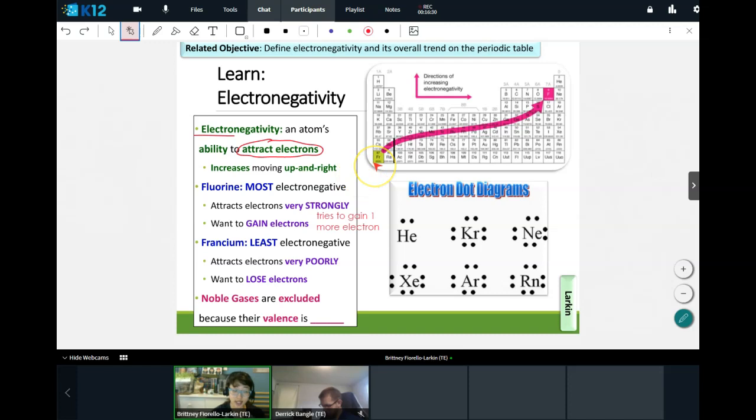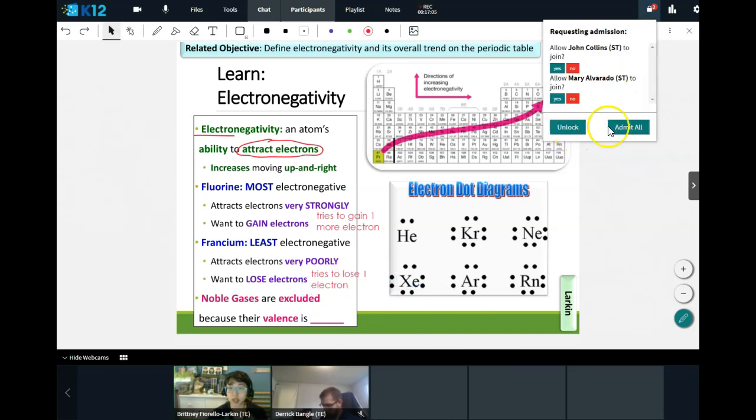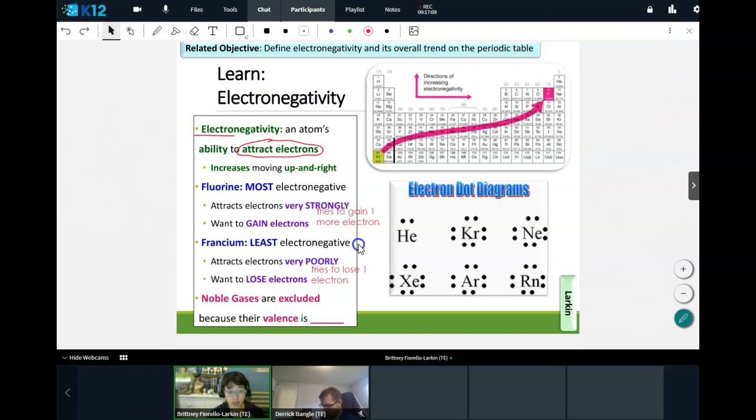Francium, on the other side, is the least electronegative. It attracts electrons very poorly. This does not change the fact that francium is still very reactive, just like we talked about yesterday. Even though it has the least electronegativity, it is still very aggressive and very reactive. It's just going to do it in the opposite way. It does not want electrons, and therefore it aggressively tries to lose electrons. It's in group 1, so it only has 1 electron, so it's going to try to lose 1 electron to drop down to a shell that's already full. So both of them are highly, highly reactive. They're just reactive for different reasons.